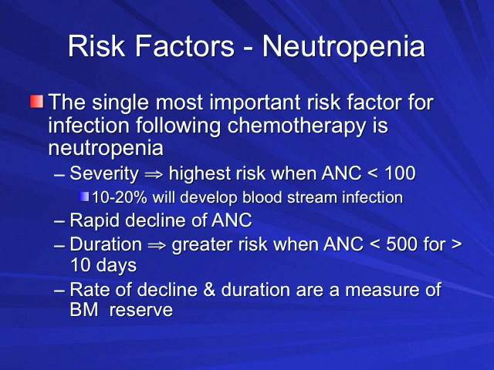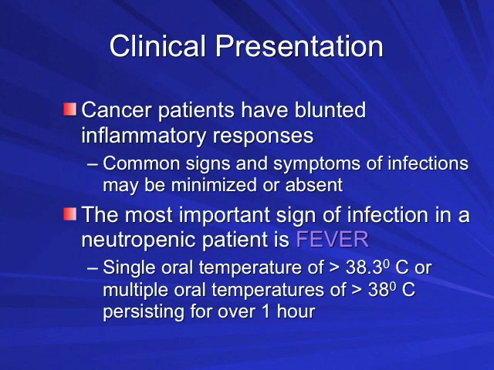And duration is critical. The greatest risk for infections also occurs in those patients where their ANC is less than 500 for more than 10 days. And that's where we start greatly expanding our prophylaxis, for example. So it can be an issue because cancer patients often have blunted inflammatory responses, so we may miss some of the usual signs and symptoms of infections. So fever becomes critical, and what we're defining as fever by the latest IDSA guidelines is a single oral temperature of greater than 38.3 degrees Celsius or oral temperature of 38 degrees Celsius that persists for over an hour.